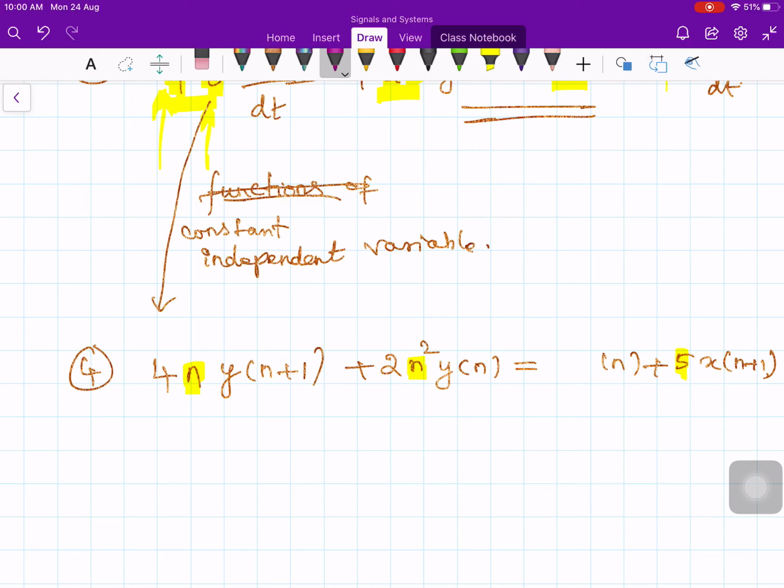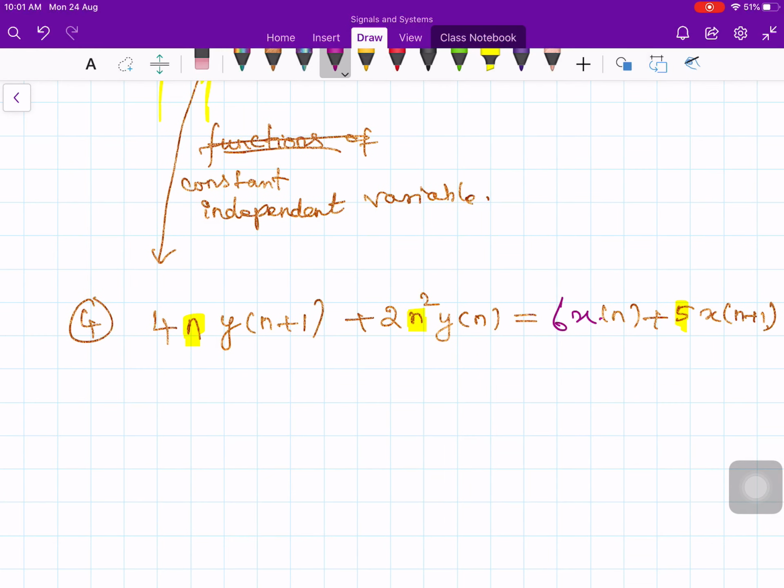6 times x of n. Therefore, again this is a linear equation with constant coefficients or functions of independent variable. Okay. So essentially, to summarize, we have looked at linear systems. Therefore, these are the examples of equations which pertain to linear systems.